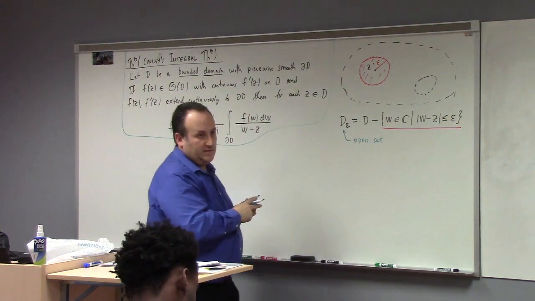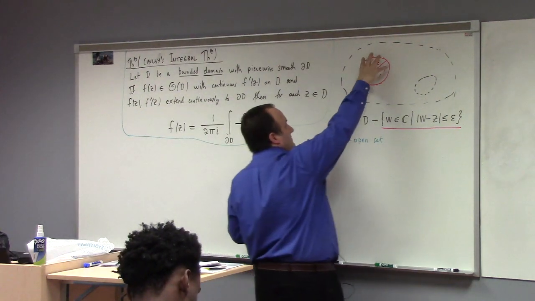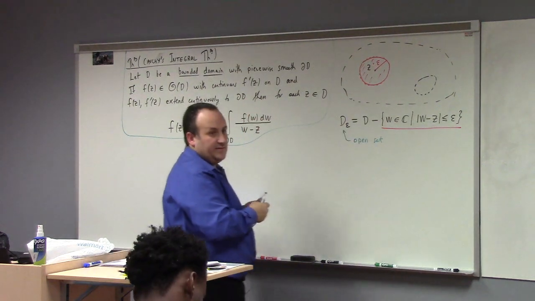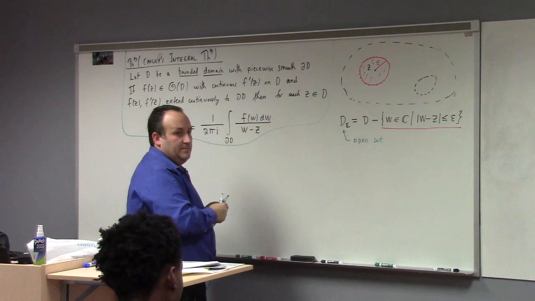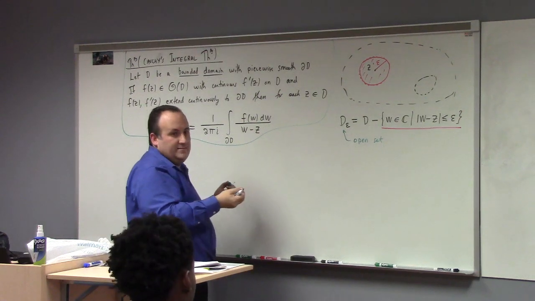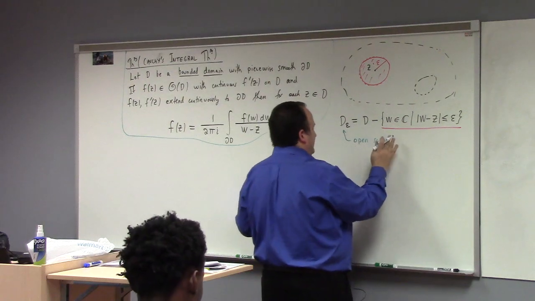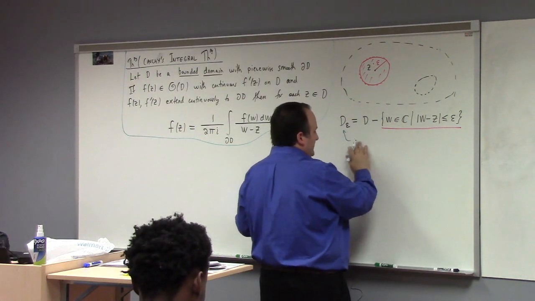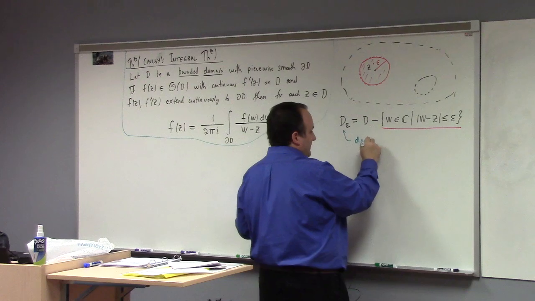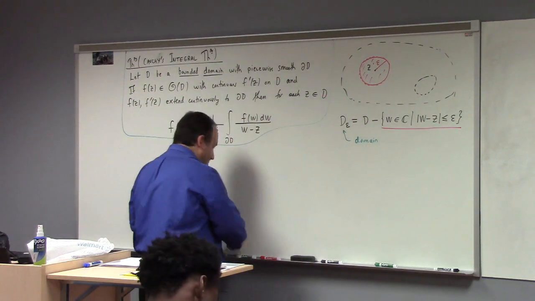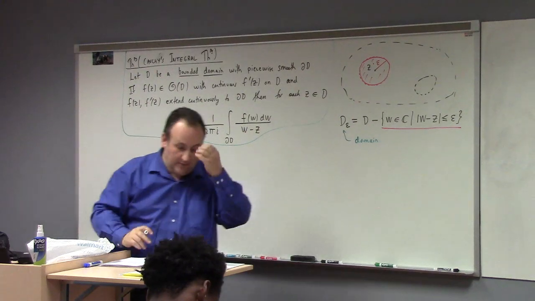Because, you know, it doesn't include that boundary. So it's essentially fuzzy there, right? And it's also connected by virtue of the fact that D is connected, right? So this is an open set. In fact, it's a domain, truth be told, right? It's an open connected set. All right.